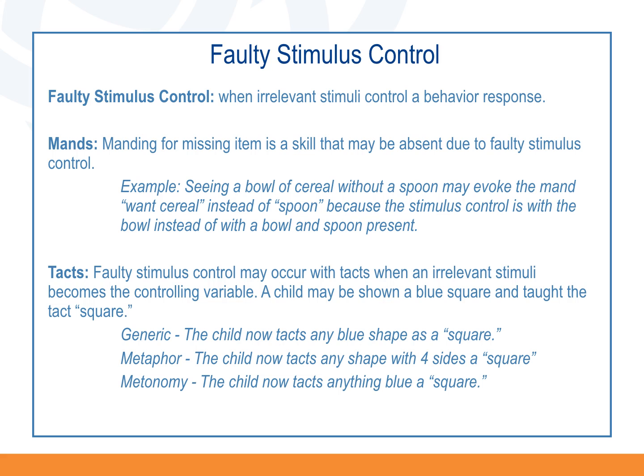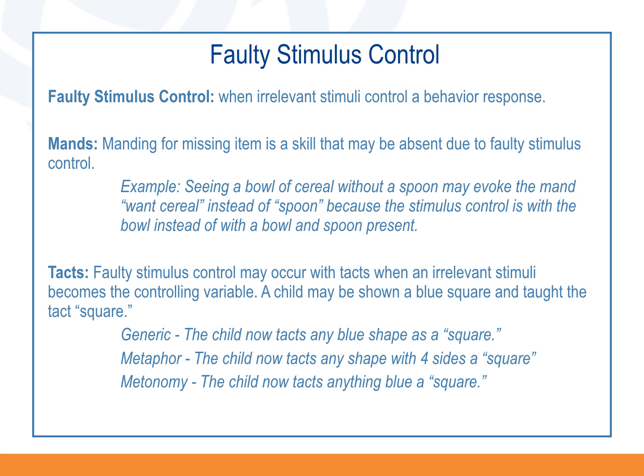So if you're trying to teach shapes to a child and you keep showing them a blue square and teach them "square," that means square. Generic tact, then the child would tact any blue shape as square, because they've now identified square as the color as opposed to the shape. So the stimulus control was not with the right variable or right stimuli.